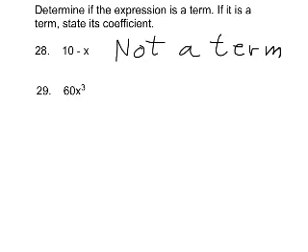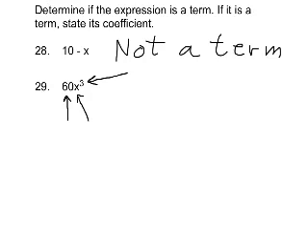Number 29. Again, same thing. Determine if the expression is a term. If it is a term, state its coefficient. Okay, so we have 60x to the 3rd power. So we have 3 things there, right? We've got, whoops, it's moving on me. We've got 60, we've got the x, and we've got the 3.